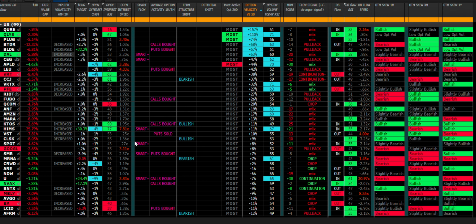You can see all this in the scanner and then find the highest probability trades and use it for your own information.